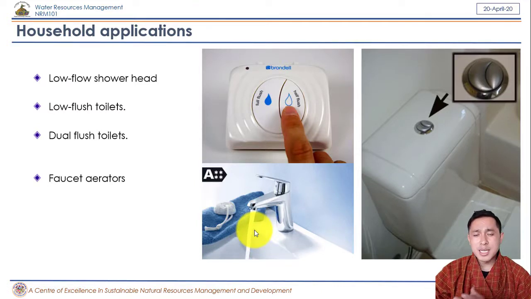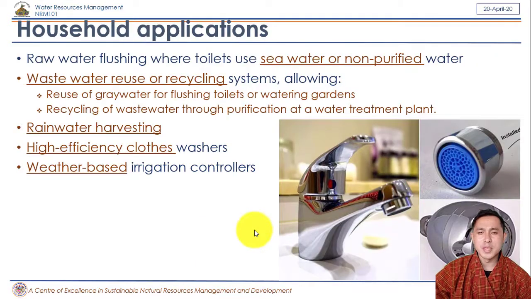So faucet aerators can do two things, or shower heads also can do two things. One is to supply water in very small droplets that can increase the wetting effect even with a small amount of water. Second, when it's splashing on the basin or on the floor, it's not wasting more water, so the splashing effect is minimized. So that's something that we can use at a household level.